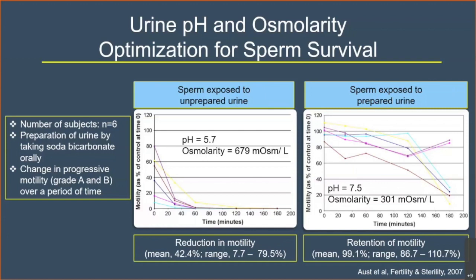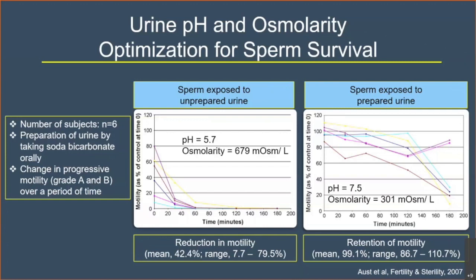This study examined the change in progressive motility grade A and B once the semen sample was exposed to the urine sample. As the first figure illustrates, there was a marked, immediate reduction in motility of 42%, ranging up to 80%, in the sample exposed to unprepared urine. The second image reports sperm exposed to prepared urine, and this exposure resulted in retention of motility.